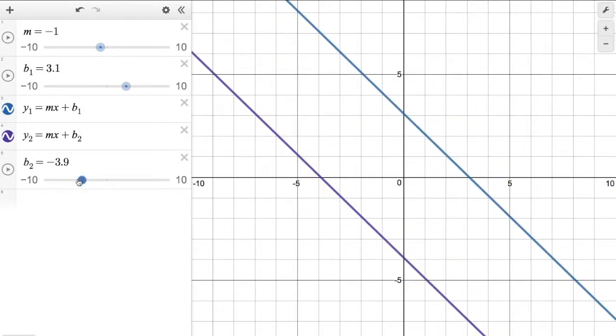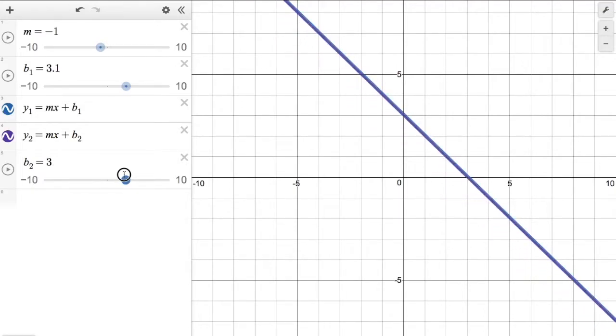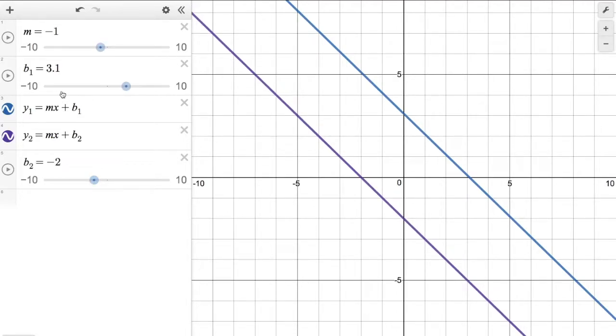The only way they could possibly intersect is if the b values are the same and they line up on top of each other. Then you just have the same equation twice. But outside of that, you'll never get an intersection. That's because the slopes are equal and you've got parallel lines.